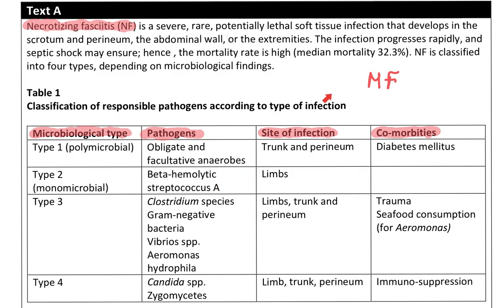So we are in text A because of the information in the question, may be infected, okay? So here we have infection, infection, infection. So we are looking for the keyword.